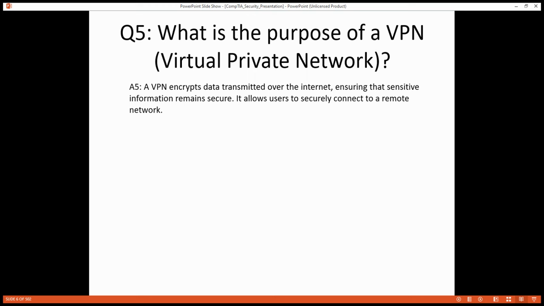Q5. What is the purpose of a VPN, virtual private network? A5. A VPN encrypts data transmitted over the internet, ensuring that sensitive information remains secure. It allows users to securely connect to a remote network.